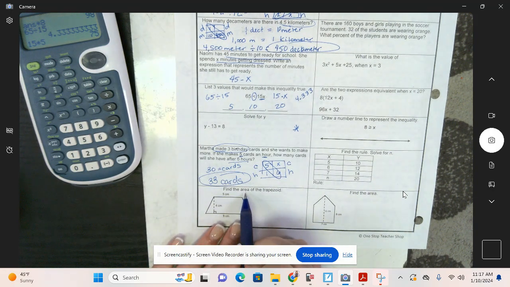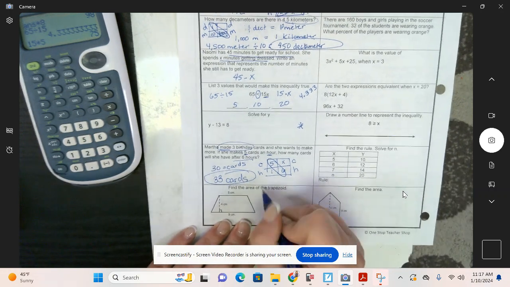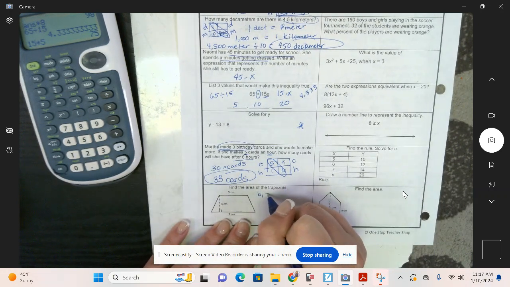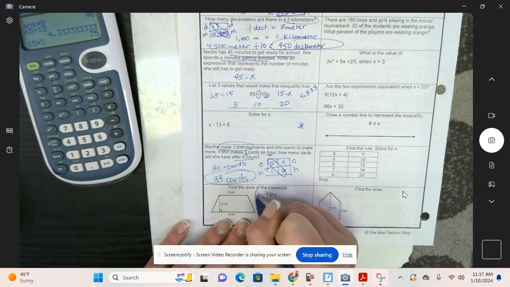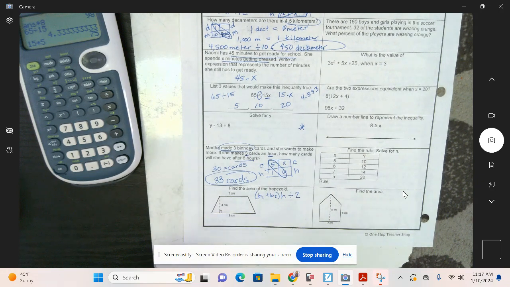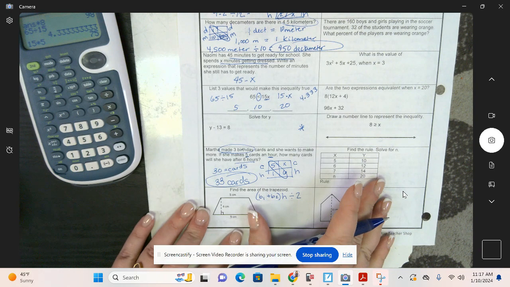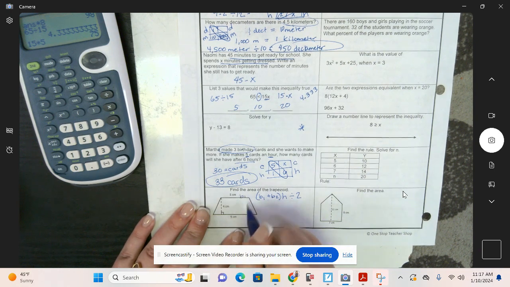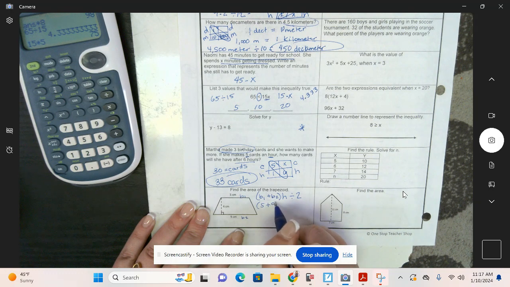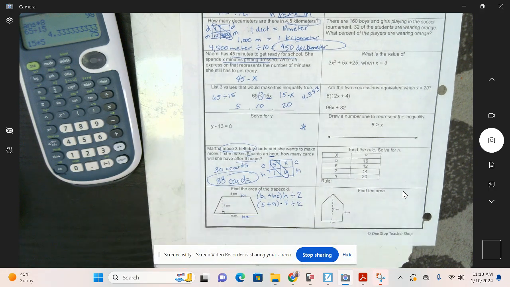And then the last one we have, find the area of the trapezoid. The area of a trapezoid has this formula: base 1 plus base 2 times the height, divided by 2. I have to sing the song because that's how I learned to memorize the formula. We're going to plug these numbers in here. This is base 1 and this is base 2. So I've got 5 plus 9 times the height, 4, divided by 2. I should be able to plug that into my calculator and get the answer.